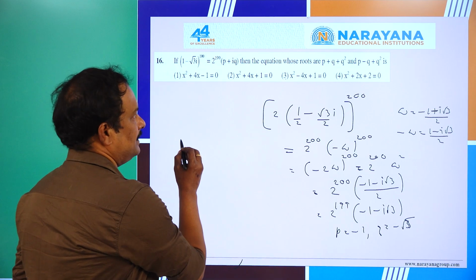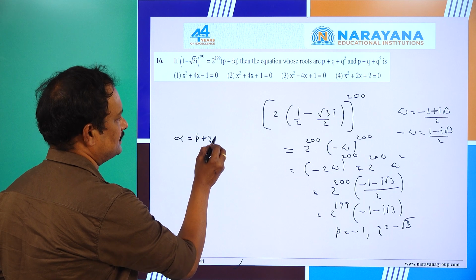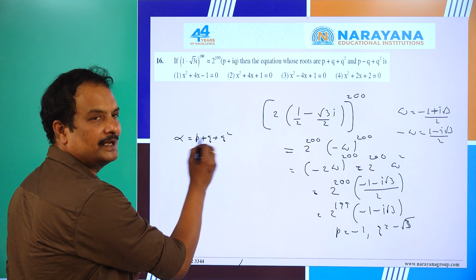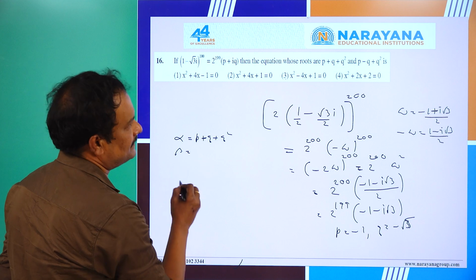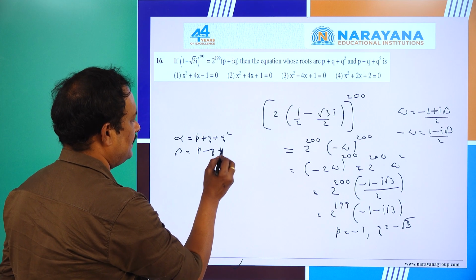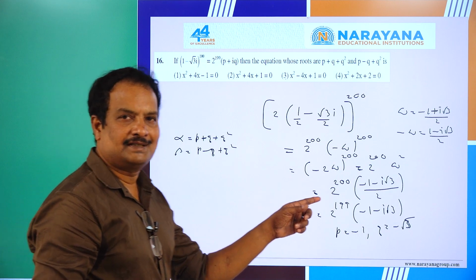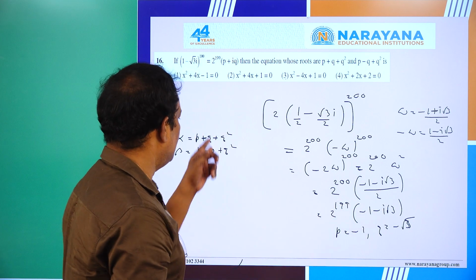Then what about alpha, for example? Suppose alpha is p plus q square, where each value is known here, the p and q values. Suppose that beta is p minus q plus q square. This is the beta value. Since you know the p and q values, obviously you can just find out alpha and beta.